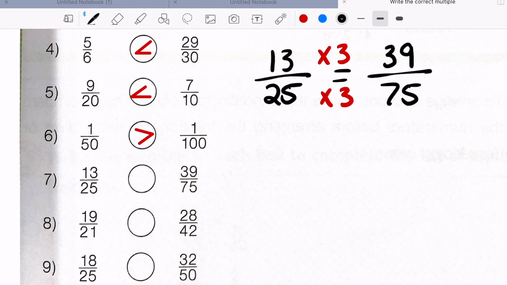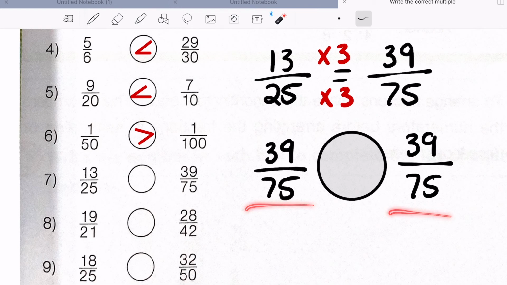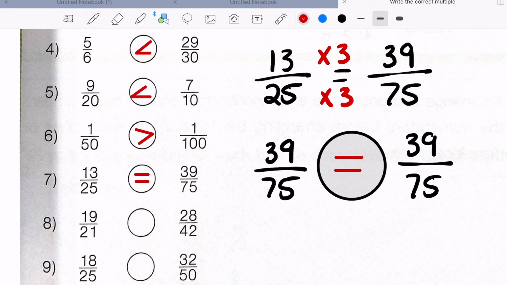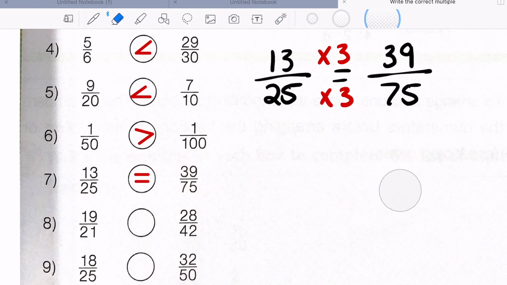So there we go. We're going to write it all together now. 39 over 75. What do we see? Denominators are the same, right? Numerators are the same, 39 and 39. So we can write this down as they are equal. So we're going to write 13/25ths is equal to 39/75ths. These are equal. Number 7 is equal.